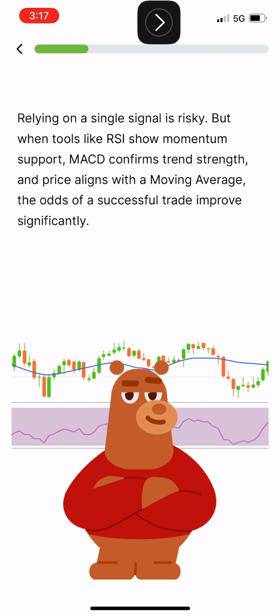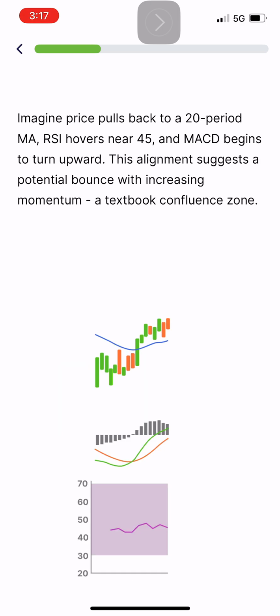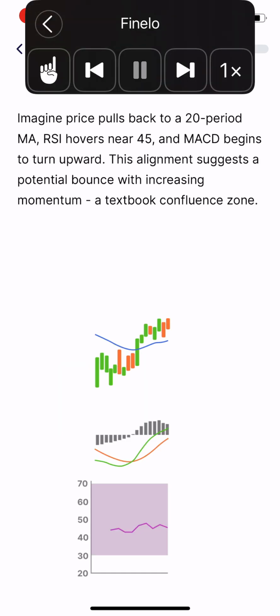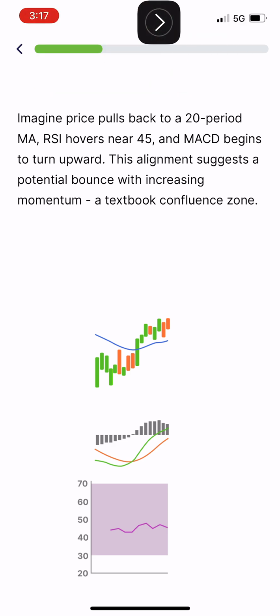Relying on a single signal is risky, but when tools like RSI show momentum support, MACD confirms trend strength, and price aligns with a moving average, the odds of a successful trade improve significantly. Imagine price pulls back to a 20-period MA, RSI hovers near 45, and MACD begins to turn upward. This alignment suggests a potential bounce with increasing momentum, a textbook confluence zone.